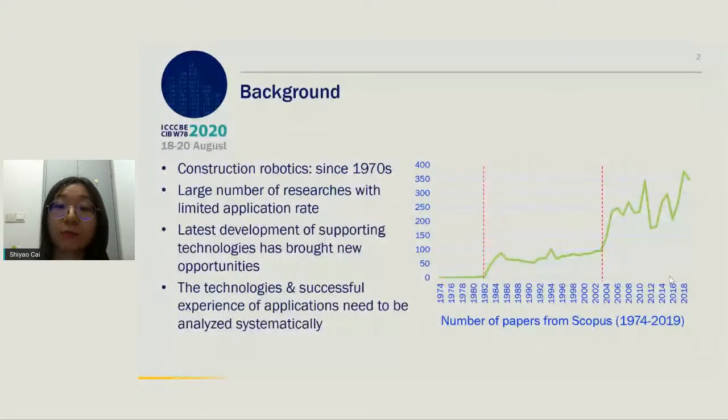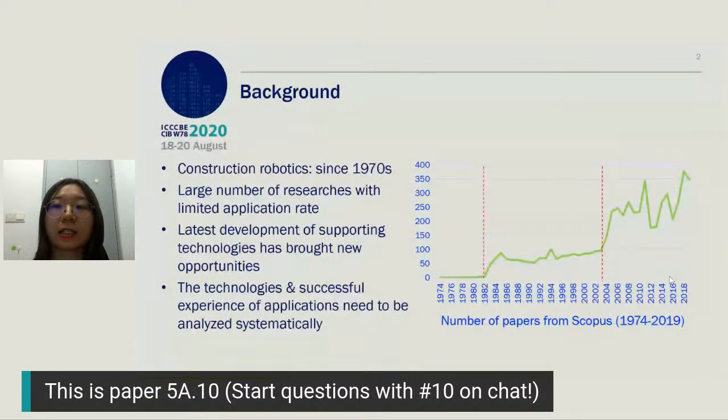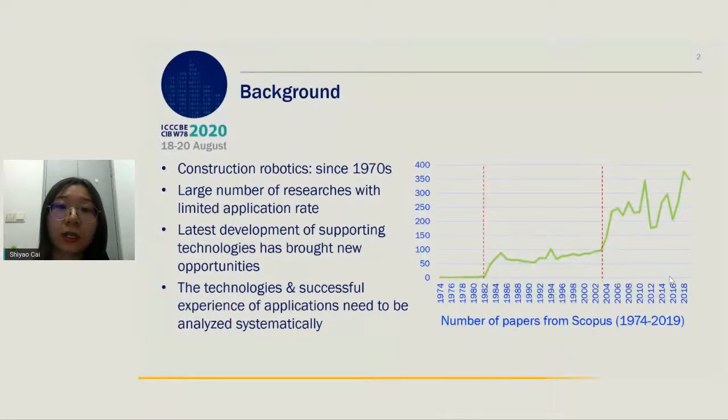Construction robotics has been researched and developed since the 1970s. And in the past decades, there have been a large number of researchers in this field, as shown in this figure. However, the application rate remains limited. Meanwhile, in recent years, the latest technologies have made unprecedented progress and brought new opportunities. So this study aims to identify the key supporting technologies as well as to analyze the successful applications.